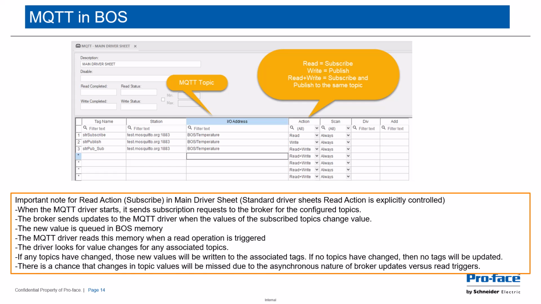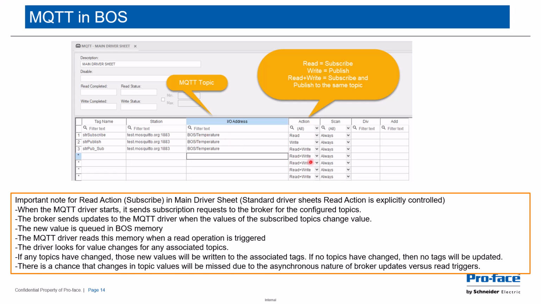All right, so what does this look like, for example, in a standard driver sheet? In your standard driver sheet, you're going to have the normal field of a tag name. You're going to have a station field, in this case I'm just using the test mosquito dot URL. And then in the IO address, this is essentially the topic, and within the topics we know that we can put the / to delimit the topics.